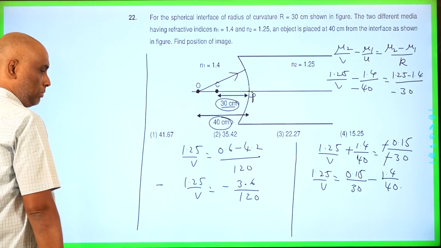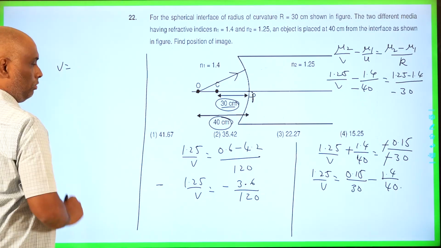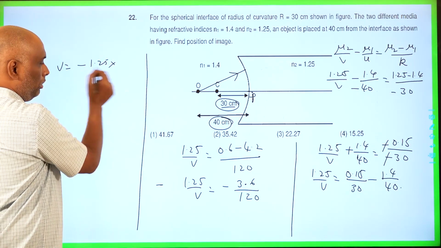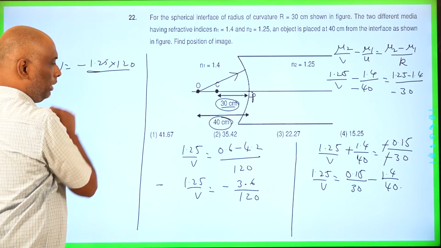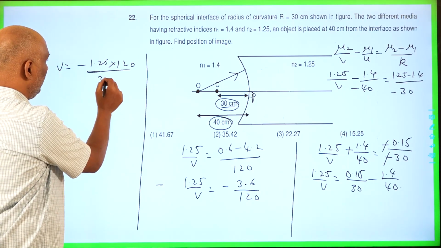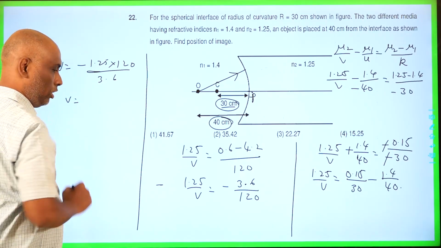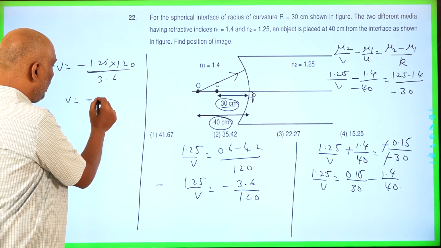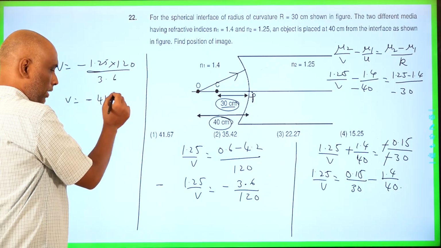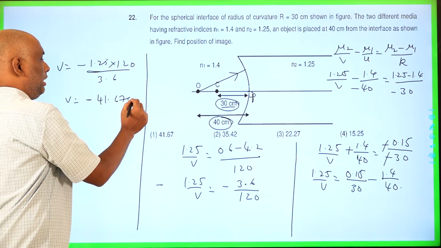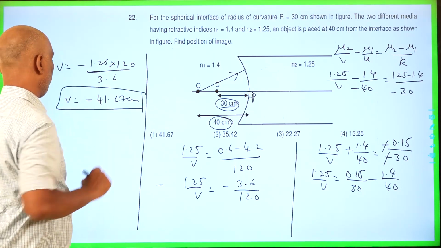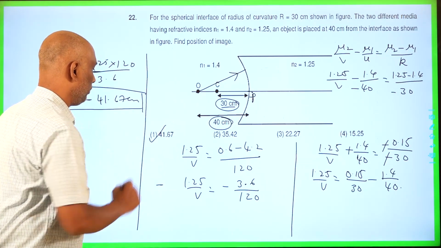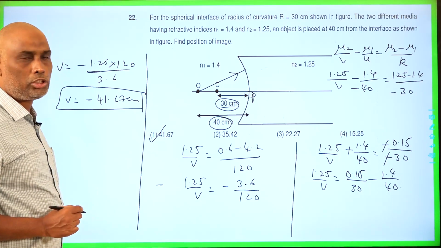So, the value of V equals minus 1.25 into 120 whole divided by 3.6. Simplifying, we get around minus 41.67 centimeter as the value of V. Okay, this is option 1. This is question number 22.